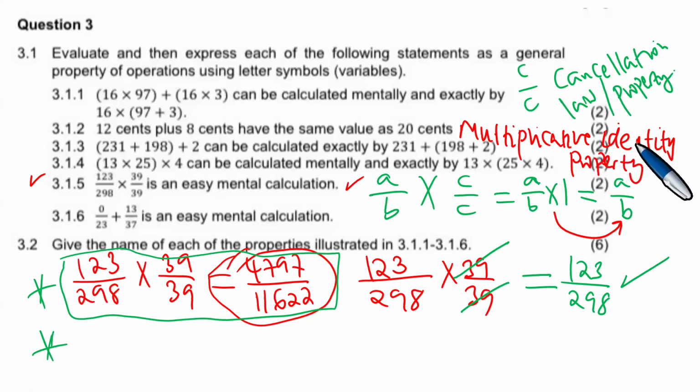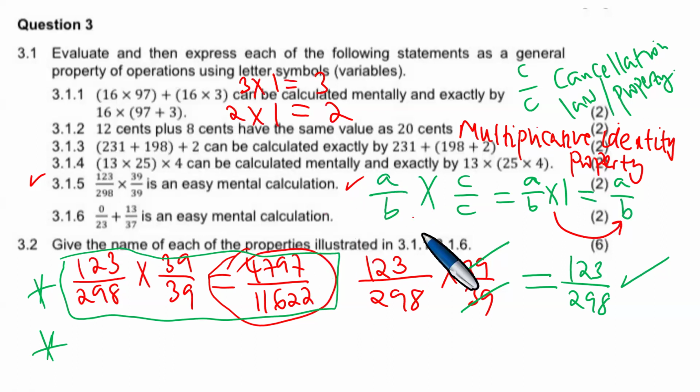Okay, it's called the multiplicative identity property. When you multiply by 1, like 2 times 1, the answer is 2. Or 3 times 1, the answer is 3. Why is it that when you multiply any number by 1, it does not change? It remains the same. That is called the multiplicative identity property.